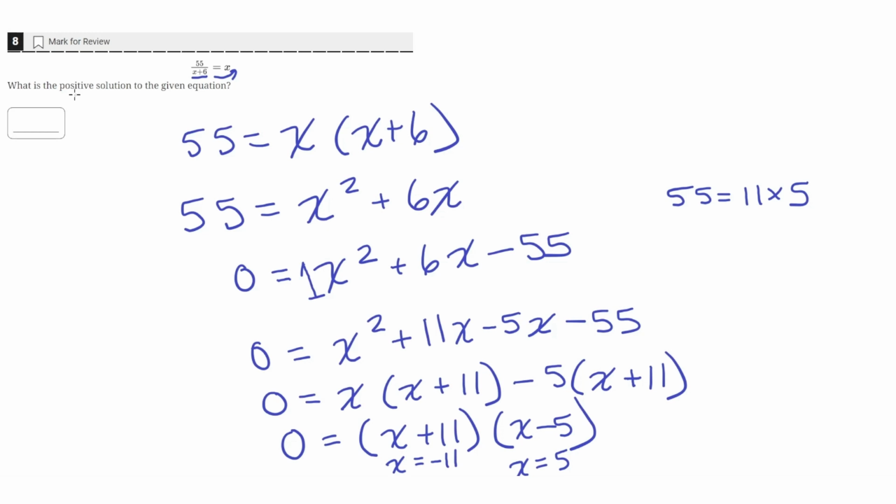Now the question asks us for the positive solution. So we have two solutions here, but only one of them is positive. So we're going to use this positive solution here, x equals 5, as our answer. So x equals 5 is the solution.